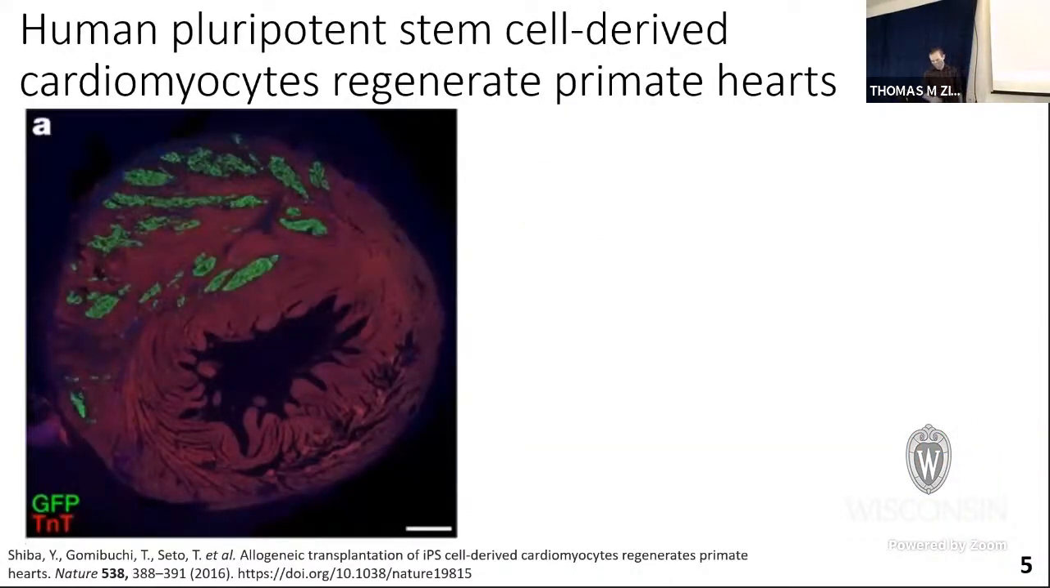So this has been shown before in animal models all the way up through non-human primates, where in here, these researchers took human stem cells, human pluripotent stem cells, which I'll describe in a moment. They differentiated them into these cardiomyocytes, and they induced a myocardial infarction, or a heart attack model.